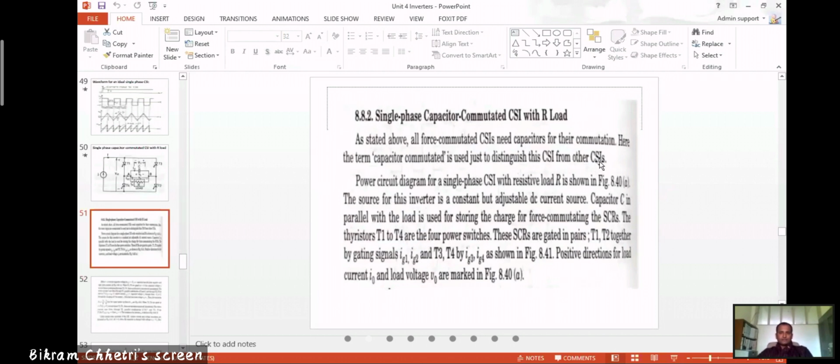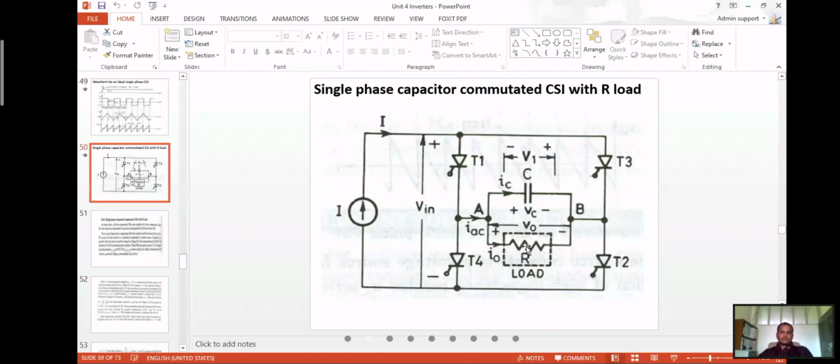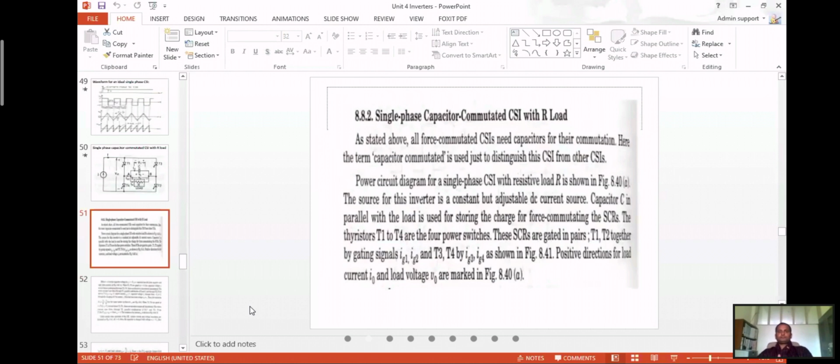So it has an R load. The source for the inverter is constant, a stable DC source, a current source. The capacitor is in parallel with the load in this case. What is the function of this capacitor in parallel with the load? It is used for storage of charge for force commutating the CSI. So the capacitor is used as a storage device, to have charge for the commutation of the CSI.